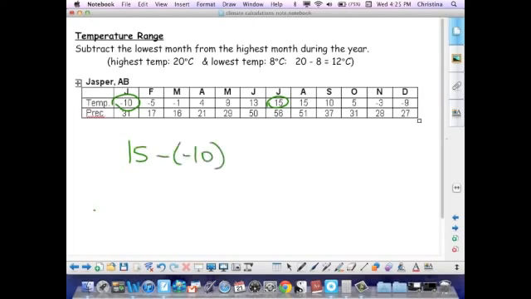So we're going to take 15 minus -10. Now, of course, two negatives make a positive, so in fact you're actually adding 15 plus 10, which is going to give you 25 degrees Celsius. So our temperature range for Jasper, Alberta is 25 degrees Celsius.